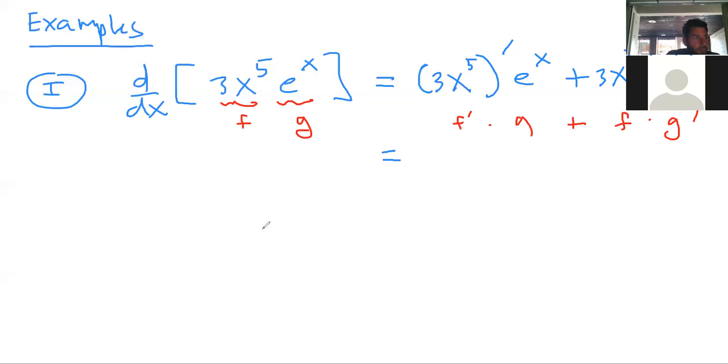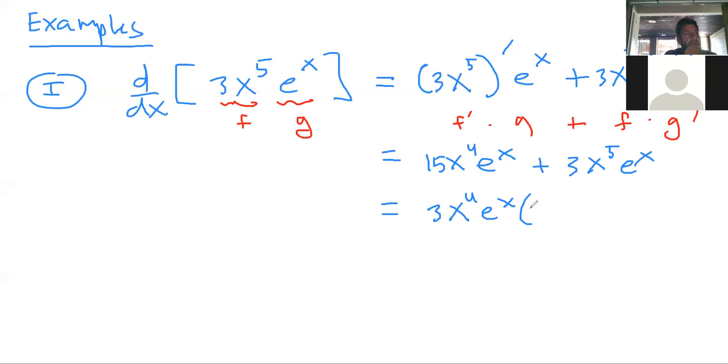And so to finish, this is 15x to the fourth e to the x plus 3x to the fifth e to the x. And just to clean it up, I'll probably factor some stuff out. I'll factor out 3x to the fourth e to the x, and then I'm left with 5 plus x.